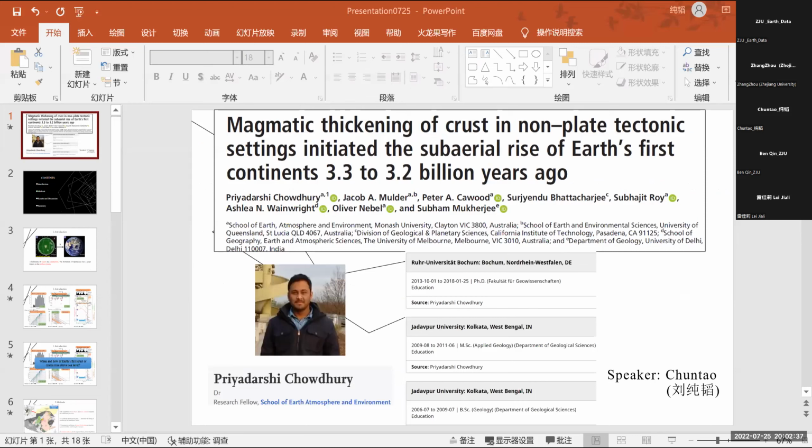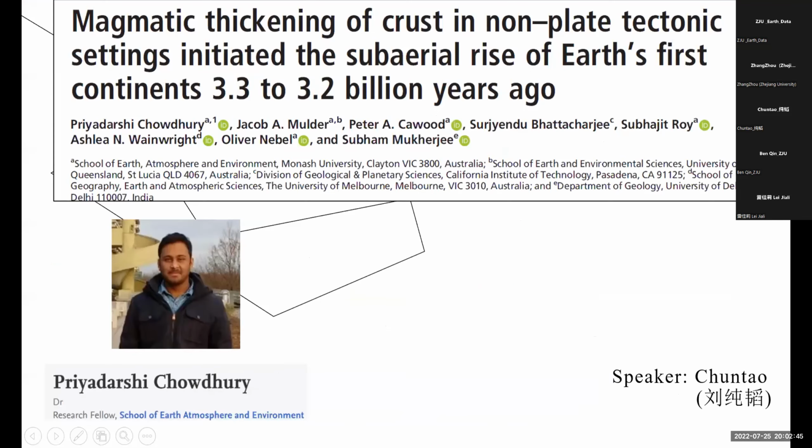So hello everyone, welcome to join this discussion. I'm going to talk about the paper published in China, and this paper mainly talks about the Earth's first sub-area craton crust growing about 3.3 to 3.2 billion years ago. So the first author is Chaudhary.